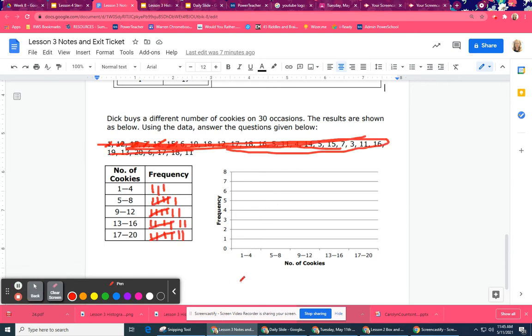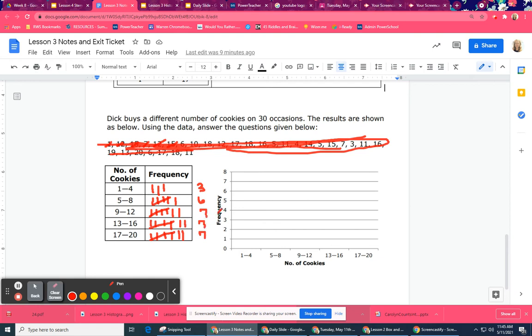Okay, so I went through all of the data and I put my tally marks. Whenever I got to a group of 5, I put the slash through it. So for cookies numbers 1 through 4, I had 3. 5 through 8, I had 6. 9 through 12, I had 7. And then it looks like 13 through 16 and 17 through 20, I also had 7.